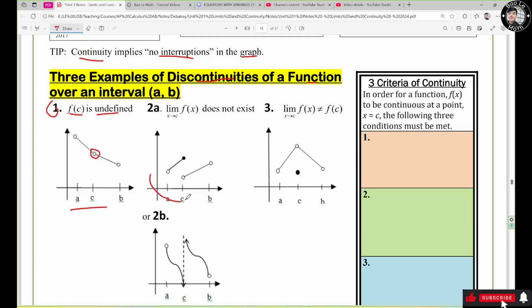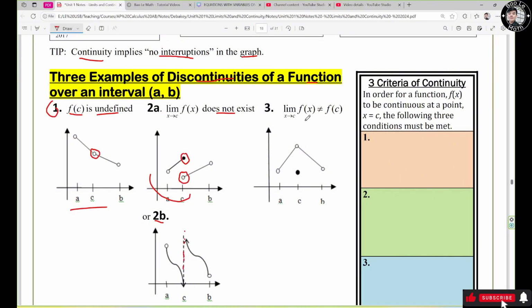Now 2a right here. The limit of f of s when s approaches c does not exist, because there is a jump right here. Look, the limit of f of s when s approaches c plus is different from the limit of f of s when s approaches c minus. Now 2b right here, there is an interruption, which is the vertical asymptote.